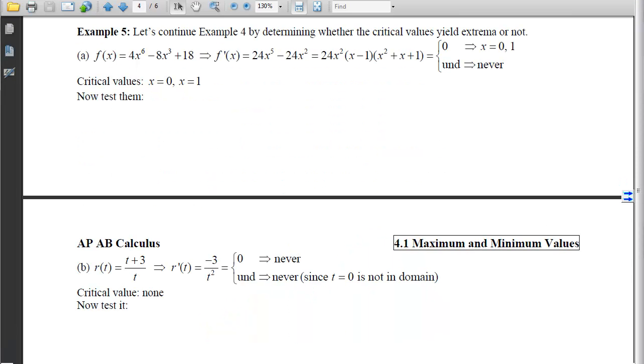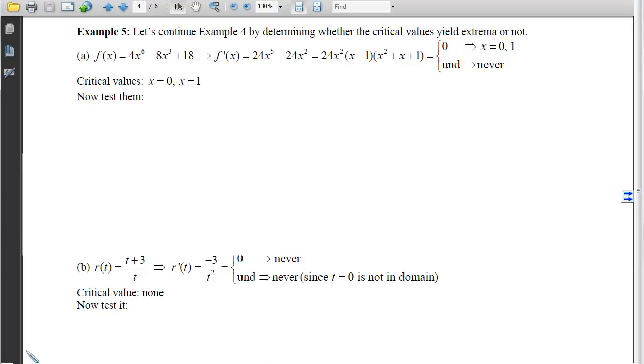If we look at example 5 now, which involves continuing the process that we started in example 4, the overall goal is to find the maxes and mins for a function. Then we will test the critical values and the slope around them. An easy way to do this is to draw a sign chart and label it for the derivative. So I have a number line that I can associate with f prime, and on f prime I'm going to put the critical values that I discovered, which are 0 and 1.